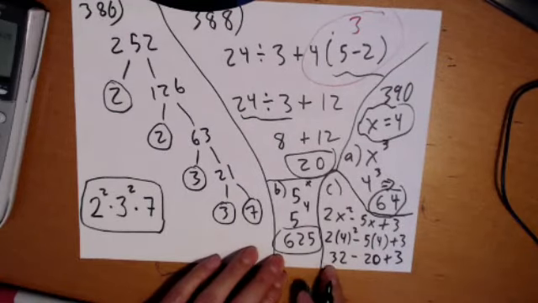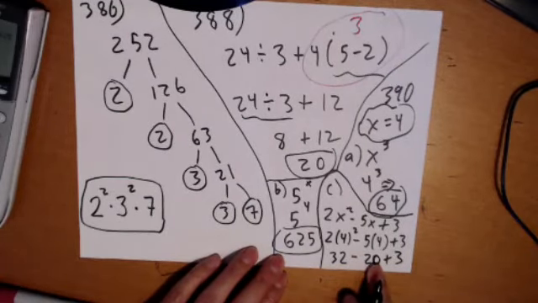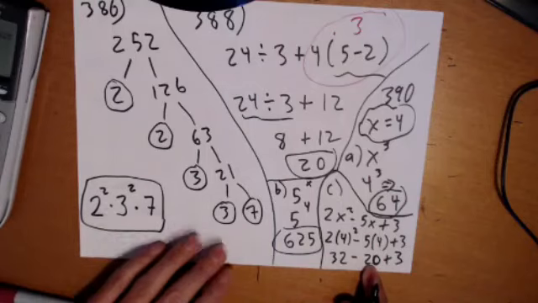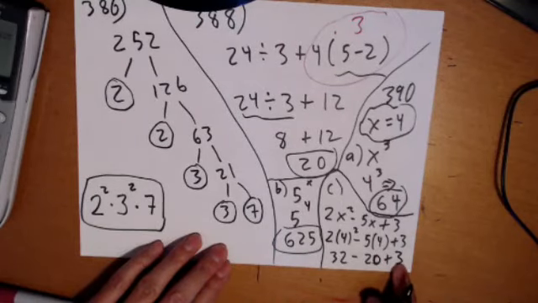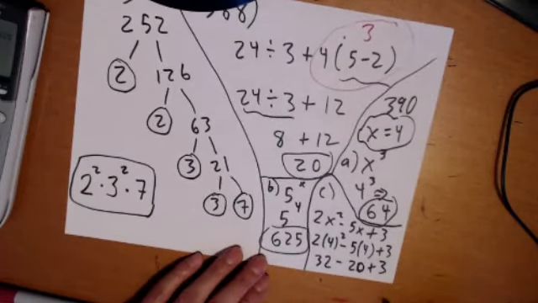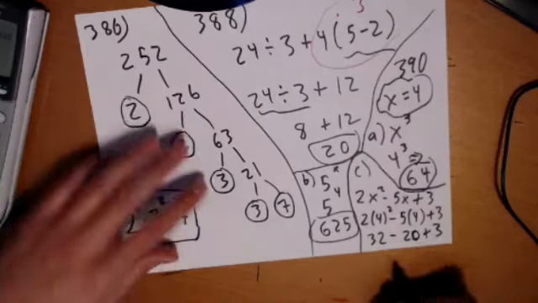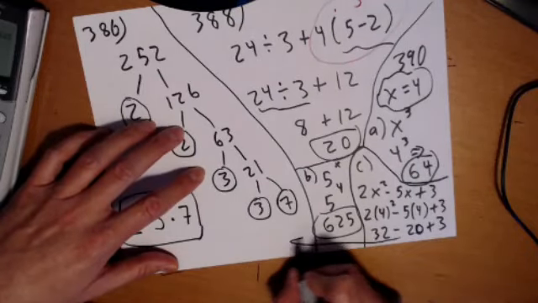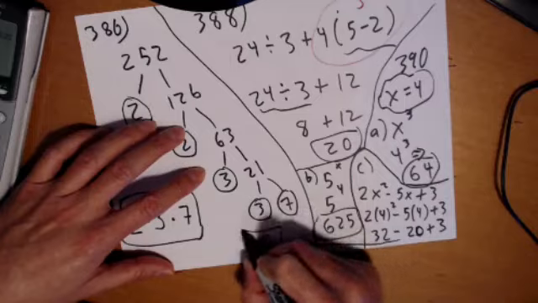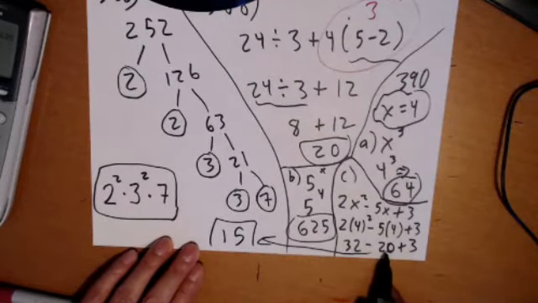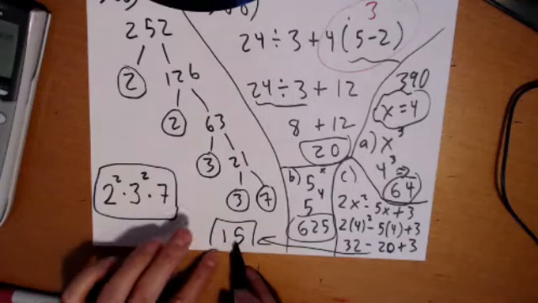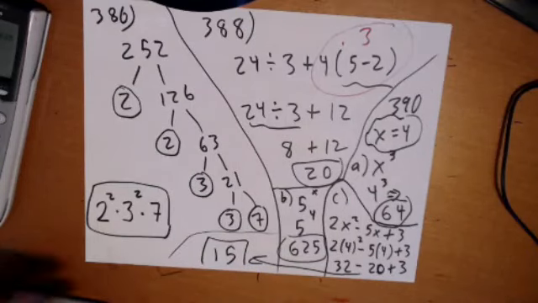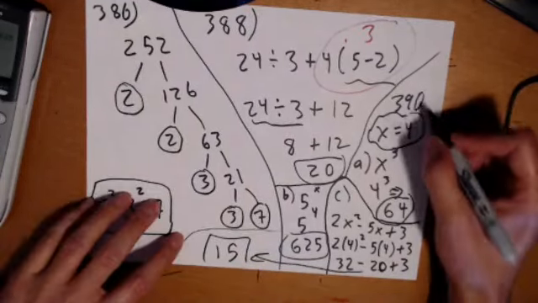So just go from left to right. 32 minus 20, ask your calculator, is 12. 12 plus 3 is 15. And then the answer is 15, and I'll draw an arrow, because that makes sense. 15. So once again, 32 minus 20, ask your calculator, is 12. 12 plus 3 is 15. Oh, disorganization. Okay, so that was 390.